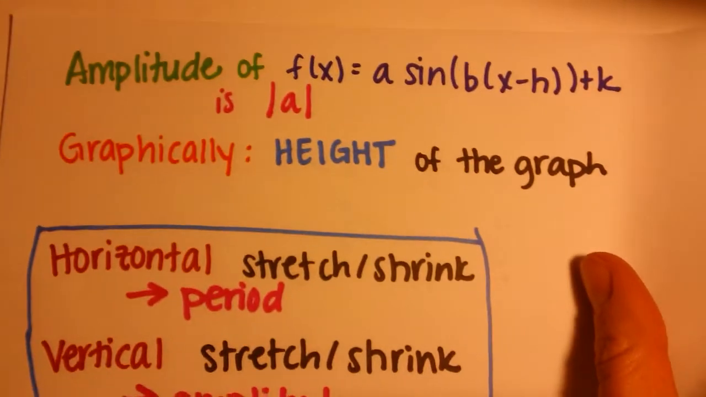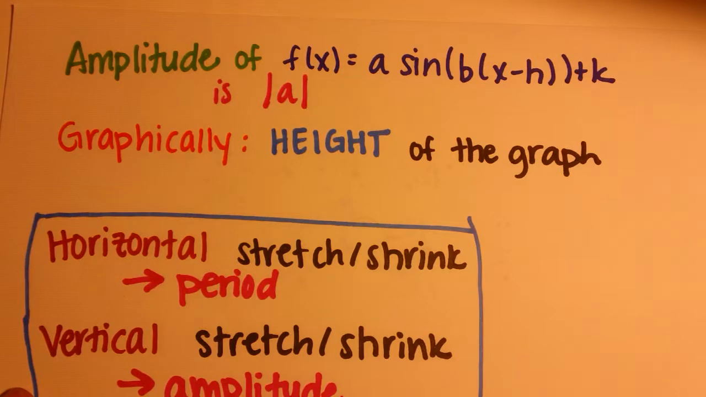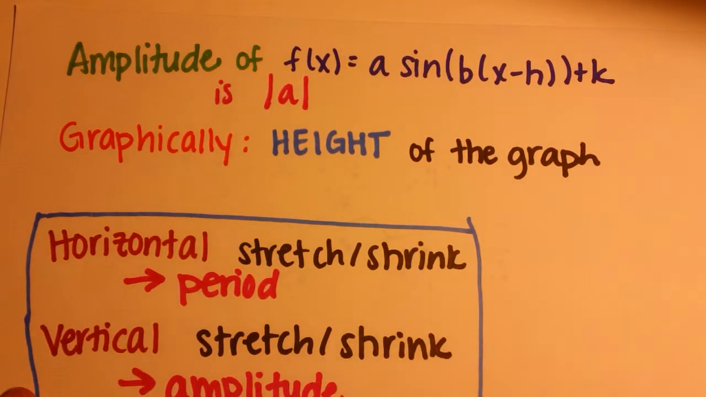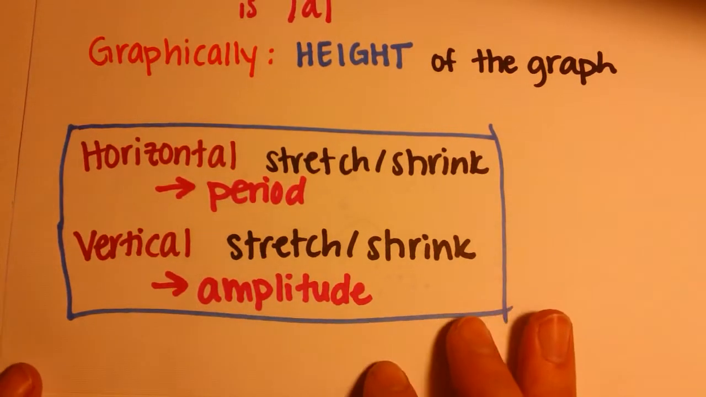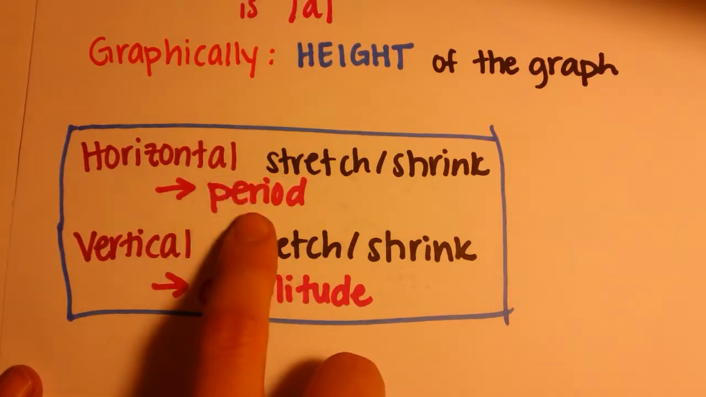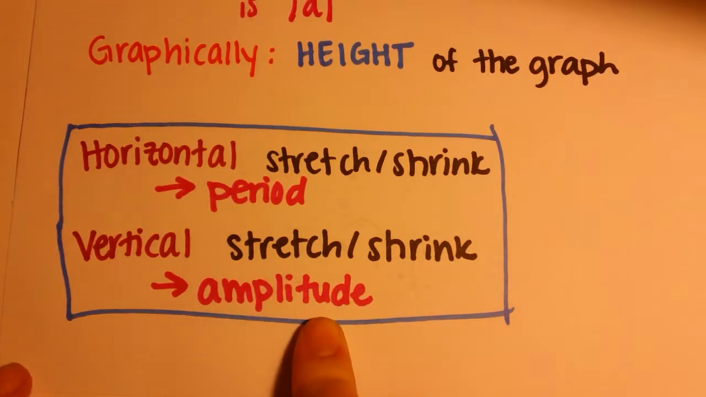So now let's talk about amplitude. The amplitude of a sinusoid is the absolute value of a. Graphically, this is the height of the graph. So a horizontal stretch or shrink is going to be our period, and a vertical stretch or shrink is going to affect our amplitude.